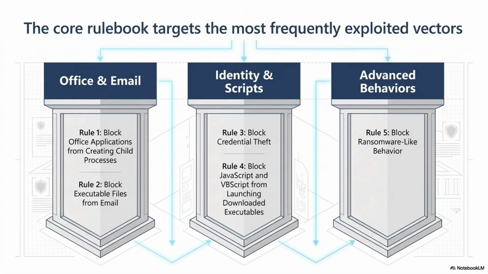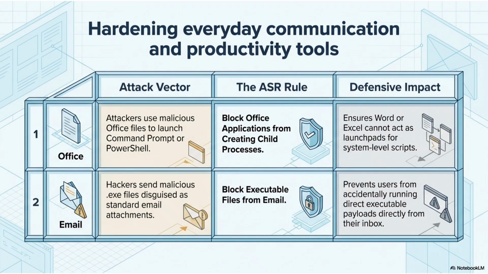Number 3. Block credential theft. Some malware tries to steal passwords stored in the Windows memory. This rule helps protect user credentials. Number 4. Block JavaScript or VBScript from launching downloaded executables. Attackers often use scripts to download malware from the internet. This rule blocks the activity. Number 5. Block ransomware-like behavior. If an application suddenly starts encrypting hundreds of files very quickly, Microsoft Defender can recognize this suspicious behavior and stop it before major damage occurs. This is one of the most valuable ASR protections against ransomware.